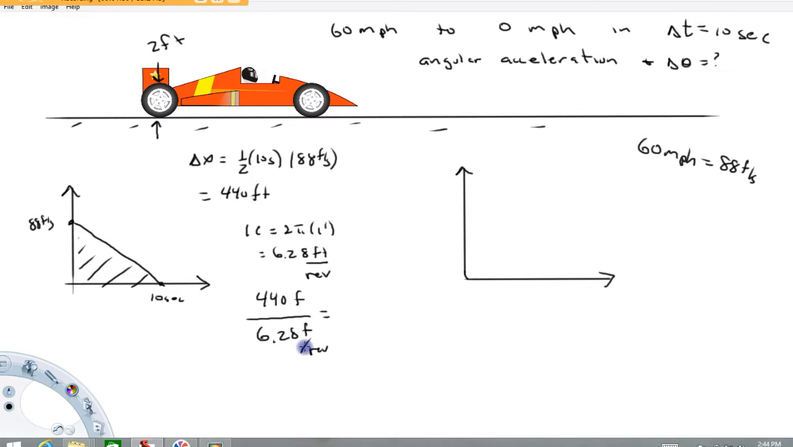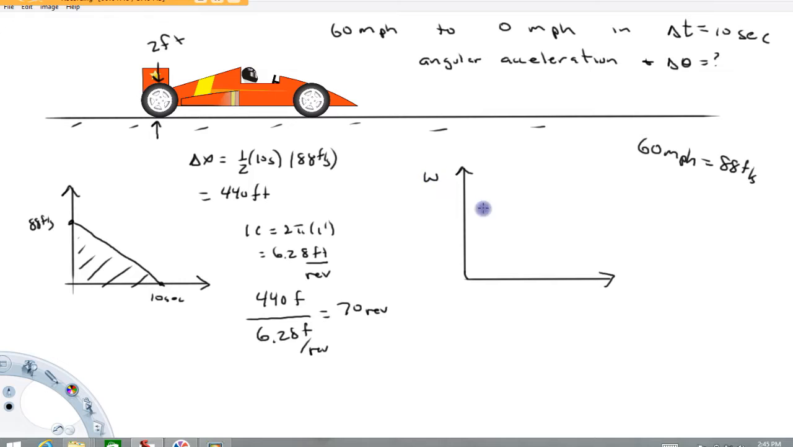And I get 70 revolutions. So right there's my change in theta. And I could multiply it by 2 pi if I wished to calculate that in radians, but I don't think I need to do that at this instant in time. Okay.